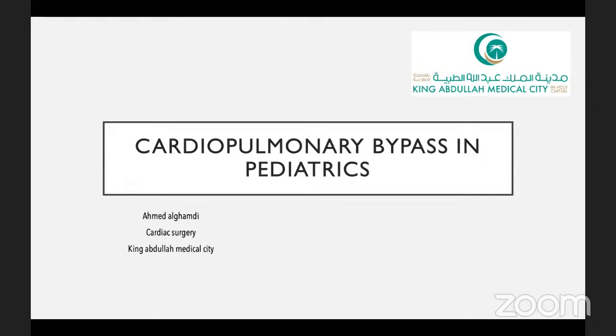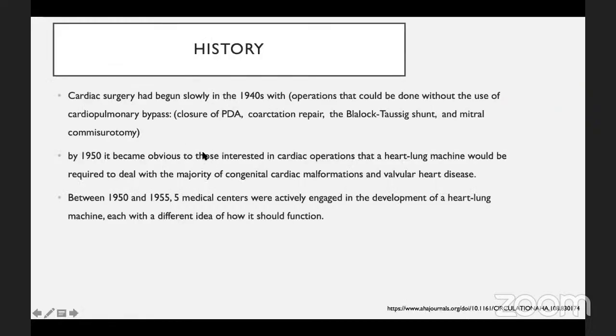So, Bismillah ar-Rahman ar-Rahim, my topic is about cardiopulmonary bypass in pediatrics. I'd like to start with a brief history about the cardiopulmonary bypass machine. Before the era of bypass, cardiac surgery had begun slowly in 1940 with operations that could be done without the use of cardiopulmonary bypass, like closure of PDA, coarctation repair, blood shunt, and the mitral commissurotomy.